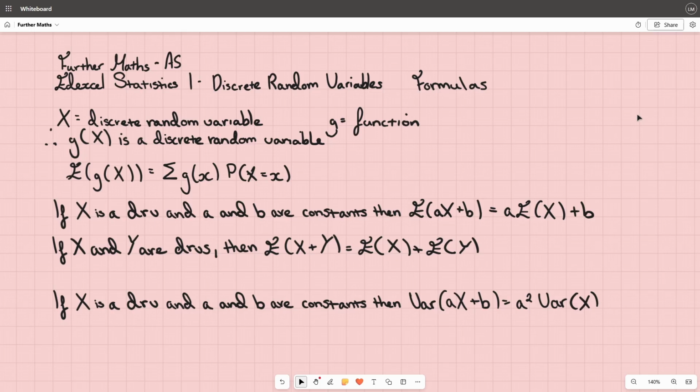And then moving on, if X is a discrete random variable and a and b are constants, then the expected value of aX plus b is the same as a times the expected value of X, plus b. And if X and Y are discrete random variables, then the expected value of X plus Y is the same as the expected value of X plus the expected value of Y. And finally, this works for variance as well: if X is a discrete random variable and a and b are constants, then the variance of aX plus b is a squared times the variance of X, because variance only focuses on values that have the X, so the b is completely ignored.